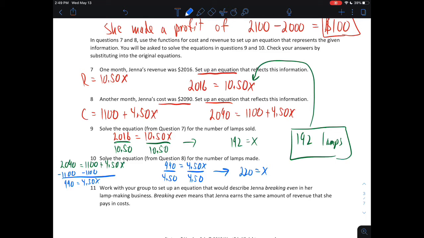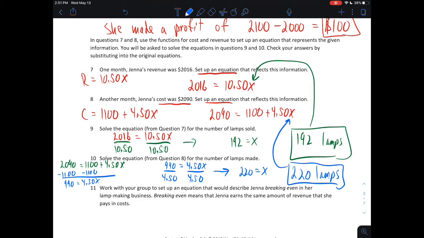So that means the answer for number 10 is 220 lamps. How would I check that that's correct? Take it and plug it in for x in the equation from number 8. What's 450 times 220? And then add that to 1100. Just check that you get back to 2090.